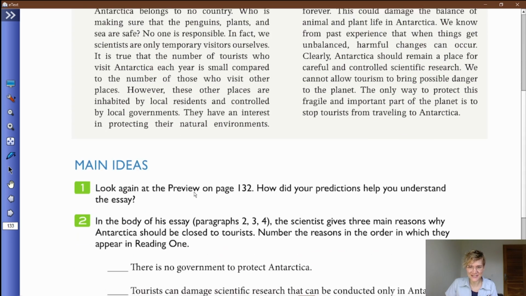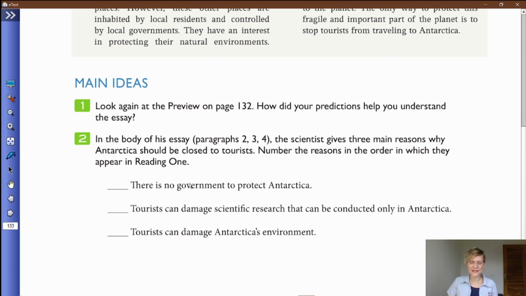Awesome. Write that down. I'd like to discuss that with you. We continue with main ideas number 2. In the body of his essay, paragraphs 2, 3, and 4, the scientist gives 3 reasons why Antarctica should be closed to tourists. Number the reasons in the order in which they appear in reading 1.